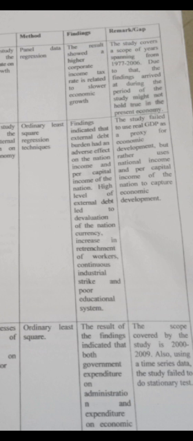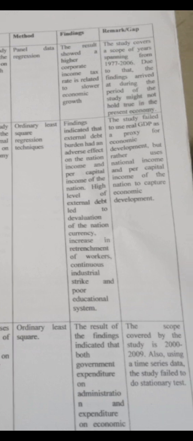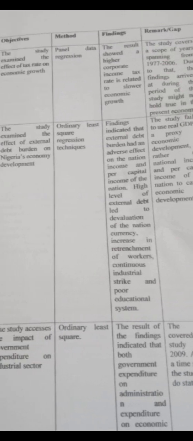And what's the gap discovered? The study covered the scope spanning from 1997 to 2006. This is that the findings arrived at during this period of study might not still hold true in the present economy. You understand? How we can see the remark. This is what this researcher realized or observed in this particular literature that was mapped.